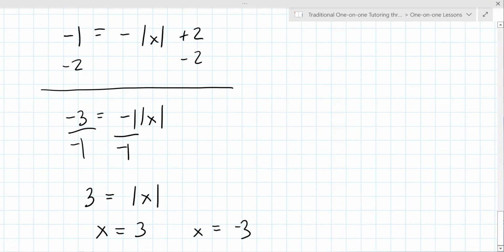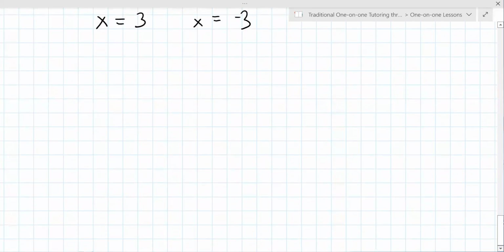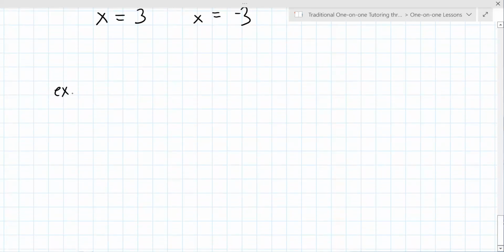Okay, now let's look at another one here. This is going to be an exception. Everything up until now has been very good. You're like, okay, understand. And now there's an exception. It looks like you can solve this.